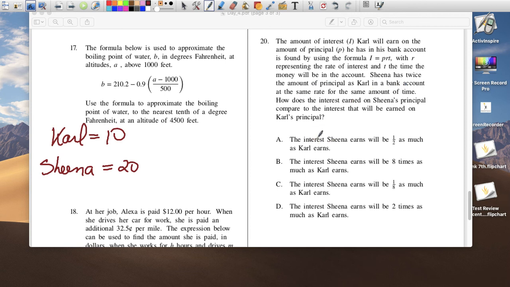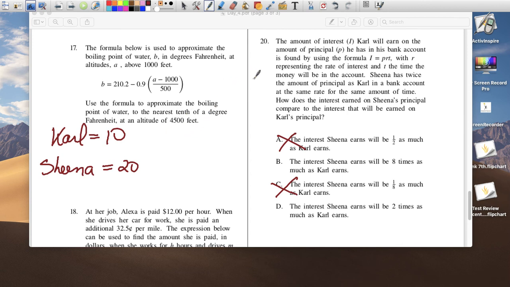So this one says the interest rate Sheena earns will be half as much. No, she's gonna be more. The interest rate Sheena earns will be 8 times as much. I don't know about that. The interest rate Sheena earns will be 1/8 as much as Carl. No. So we want one that says that Sheena's going to earn definitely more. So A and C says she's going to earn less. So that's not really going to work out.